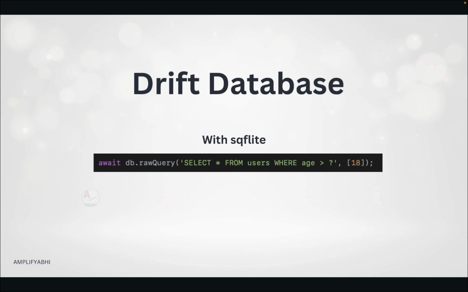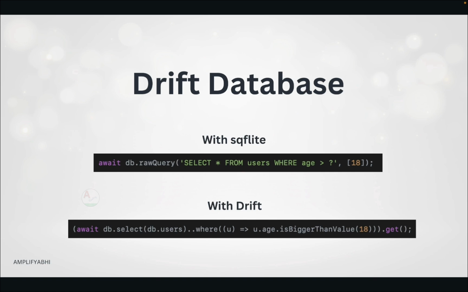And how is this replaced with a Drift-based database query? Here you can see we are making db.select, and inside we are considering the user. So inside the database we are pointing to a particular user, where u is equal to the user details and u.age. So we are considering the user details in which the age is bigger than the value of 18.